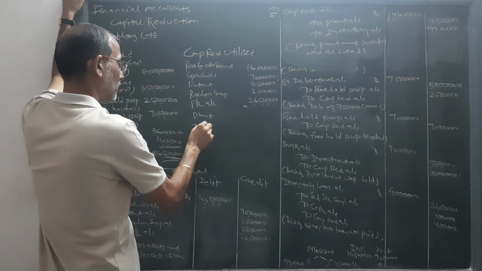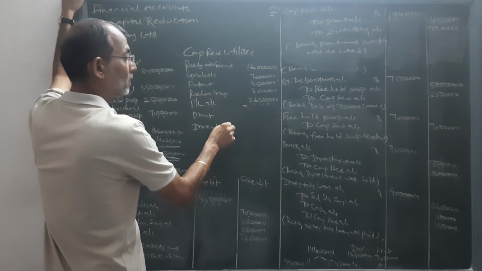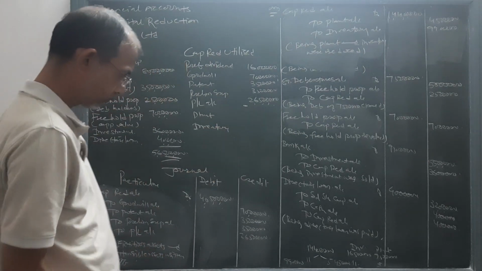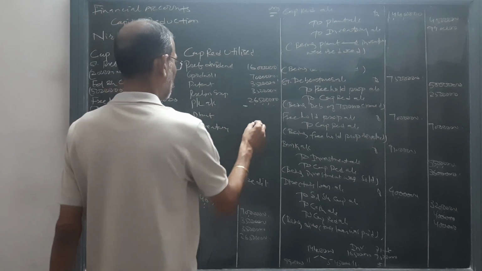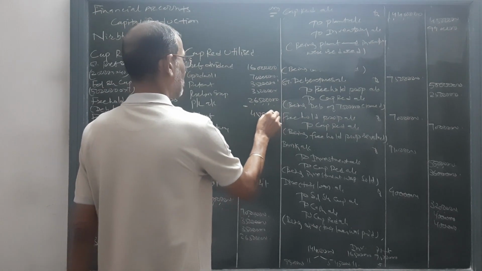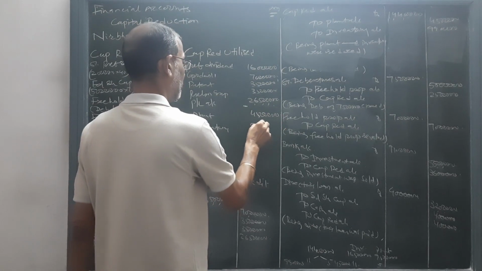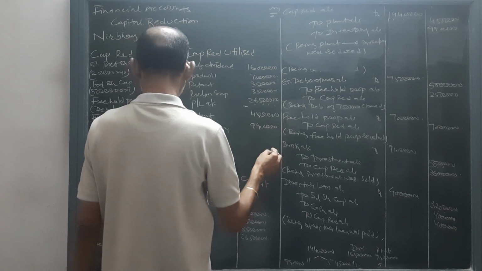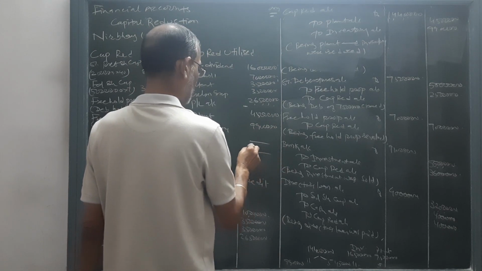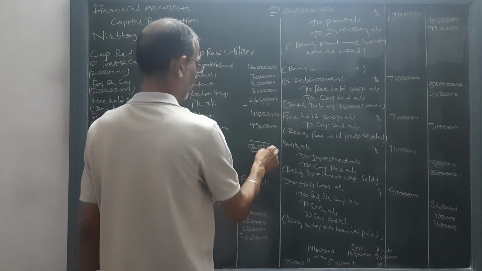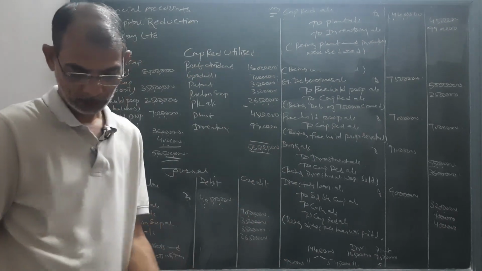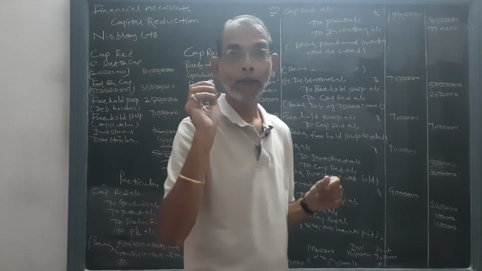and inventory. 45 lakh and 90. So the total of this will be 5 crore 65 lakh. Now we will prepare the balance sheet.